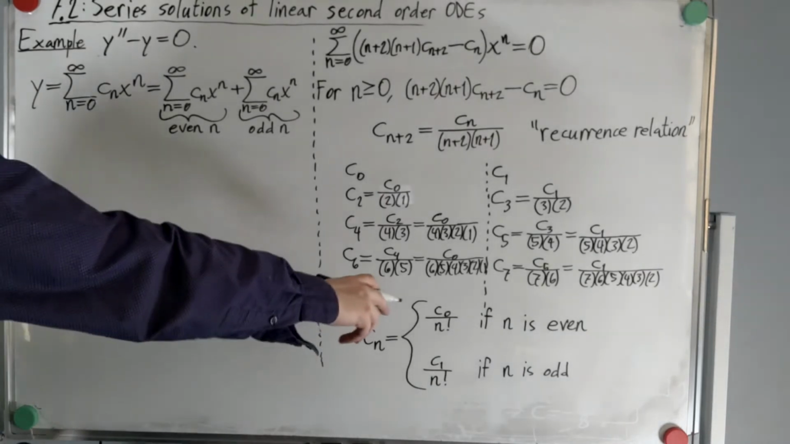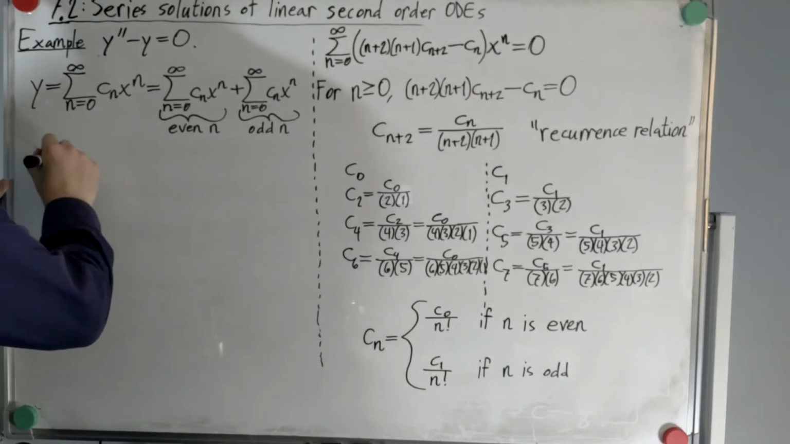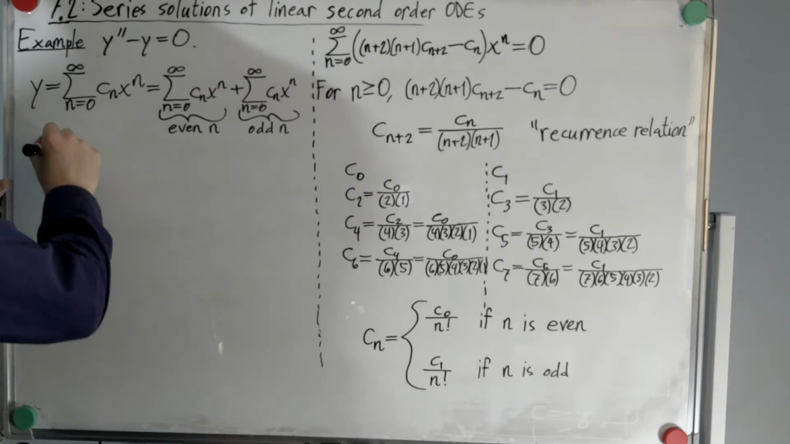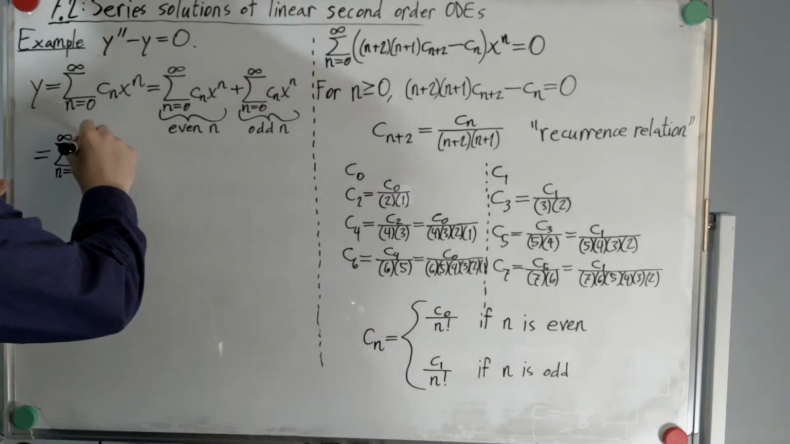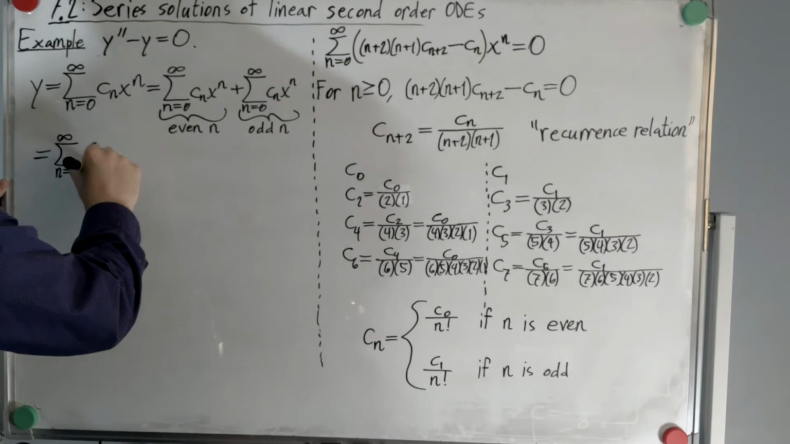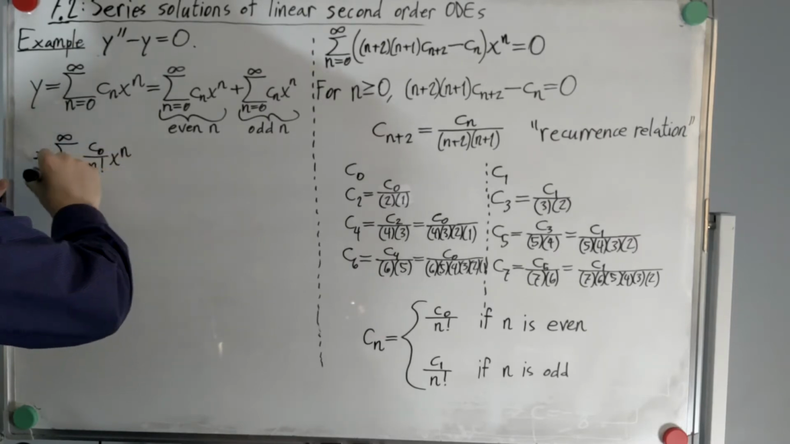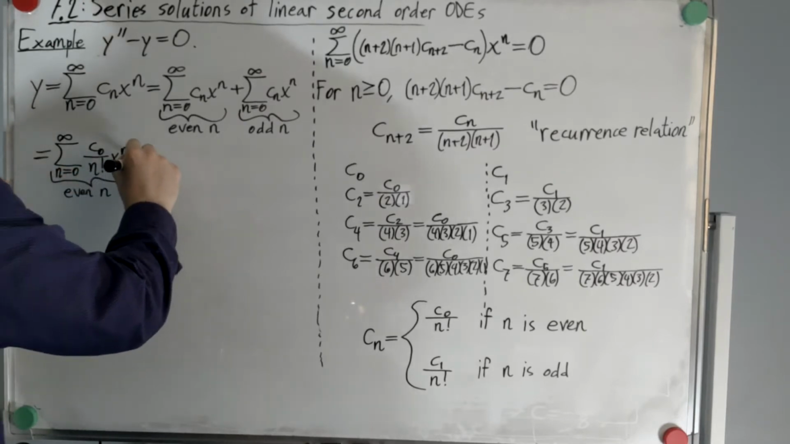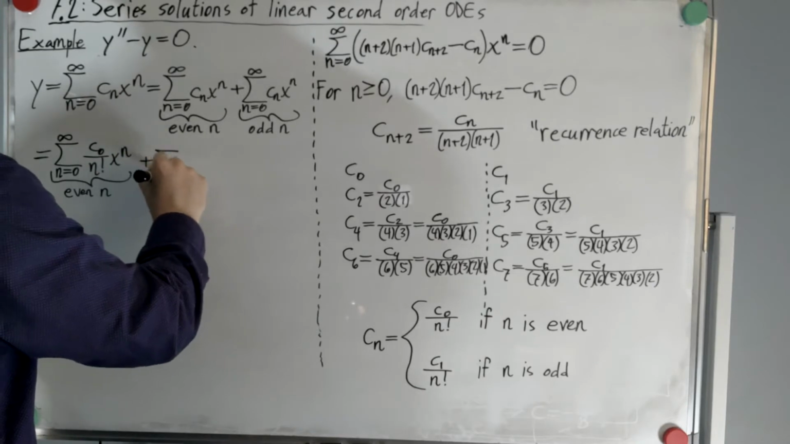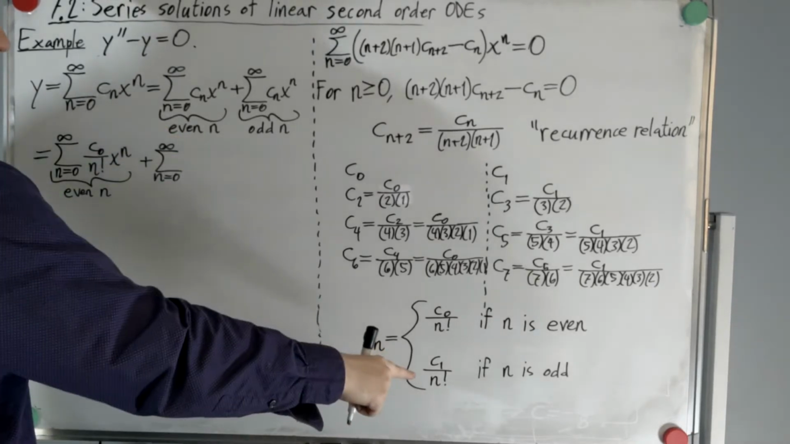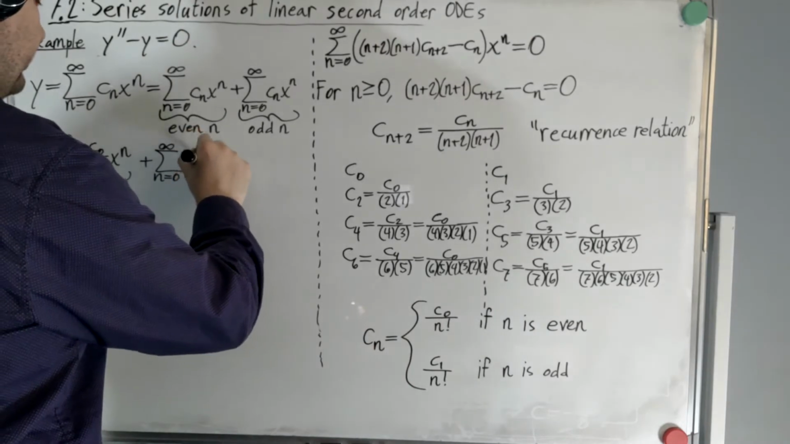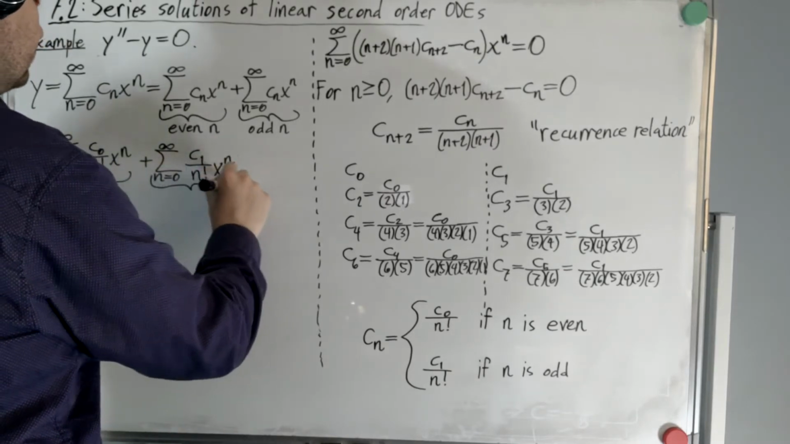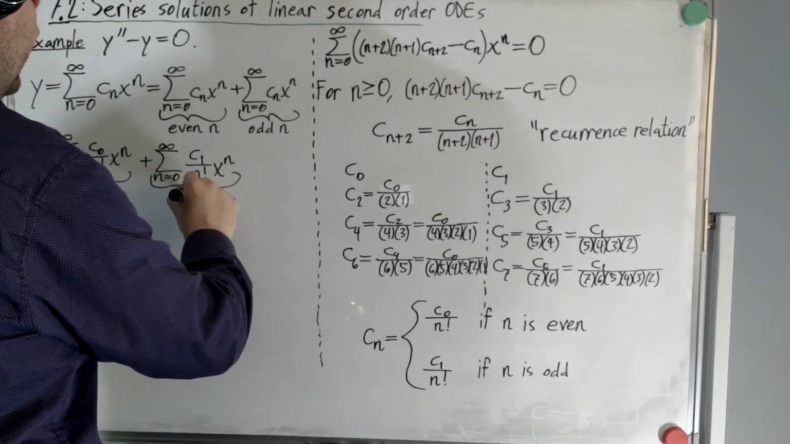So let's see here. If n is even, then this is going to be the sum from n equals 0 to infinity of C0 over n factorial x to the n, so this is for even values of n. Then add to this the sum from n equals 0 to infinity, where the odd ones are going to be C1 over n factorial x to the n for odd values of n.